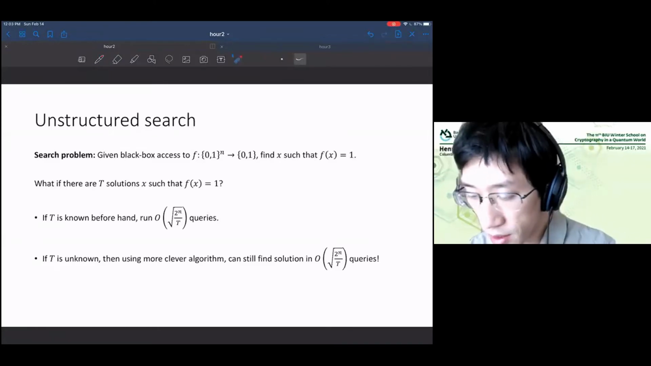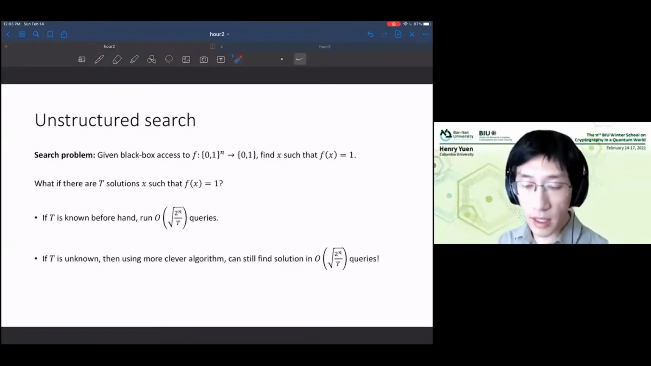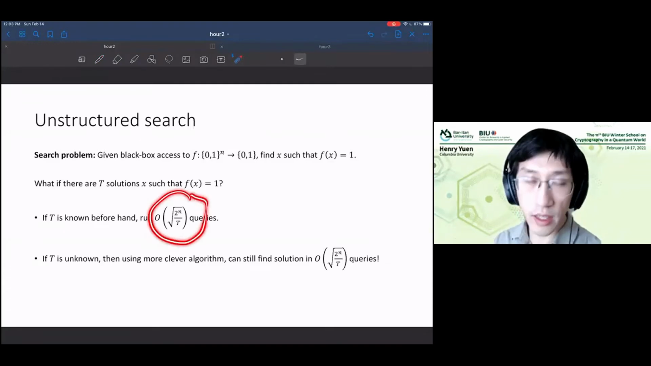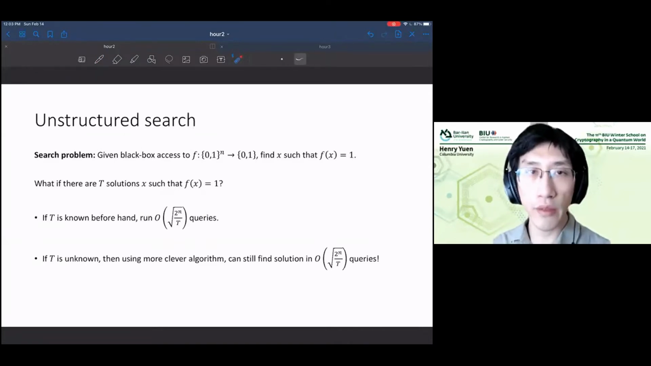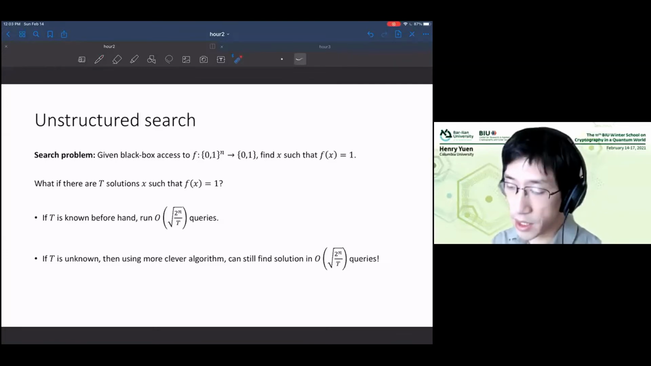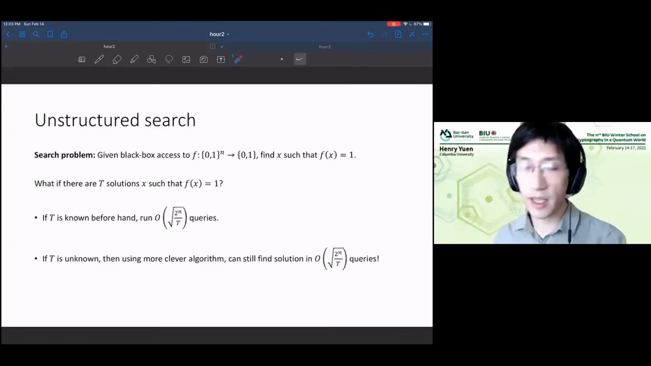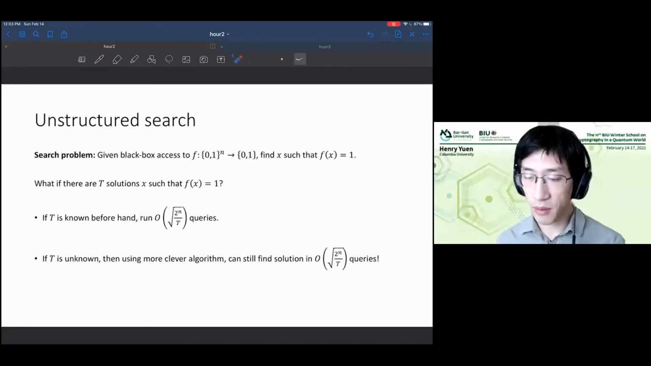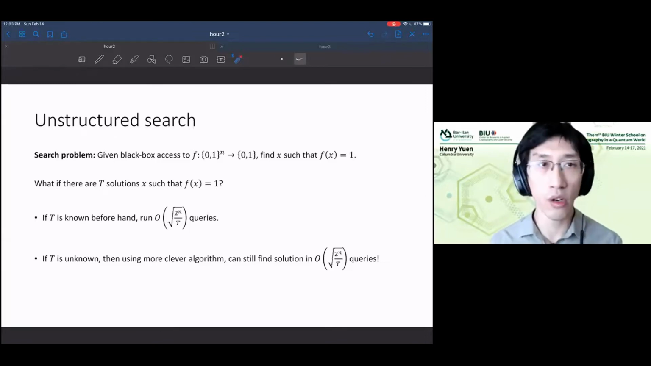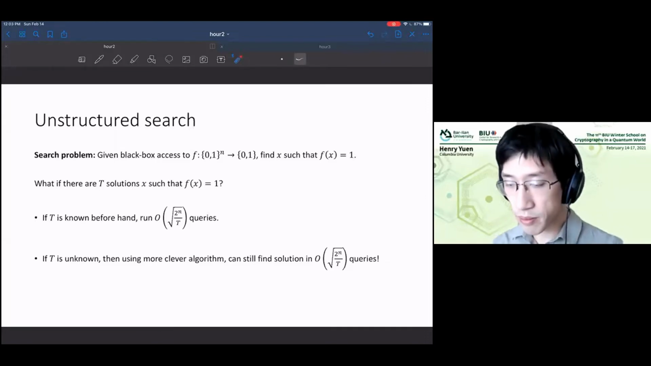Then, let's say you knew t beforehand, or you had some estimate, you can make fewer queries than square root 2 to the n. In fact, you can make square root of 2 to the n divided by t queries. What's even more remarkable is that even if t is unknown, then using a slightly more clever algorithm, but using a lot of the same ideas, you can still find a solution in expected number of square root of 2 to the n over t queries. Okay, so that's some nice things to know about the Grover search algorithm.